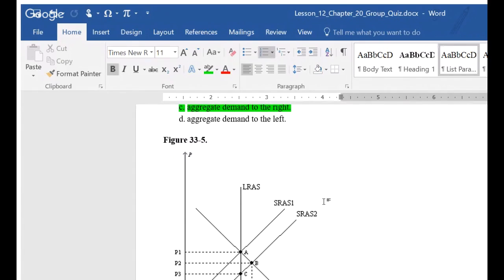So if it went from point A to point B, is that what we're looking at? Yeah. Okay. But you said with stagflation the output would have gone down? Yeah. So it can't be stagflation because the output went up from Y1 to Y2. Right, so I'm leaning towards C. Okay, then I'm leaning towards C also. Let's call it C.